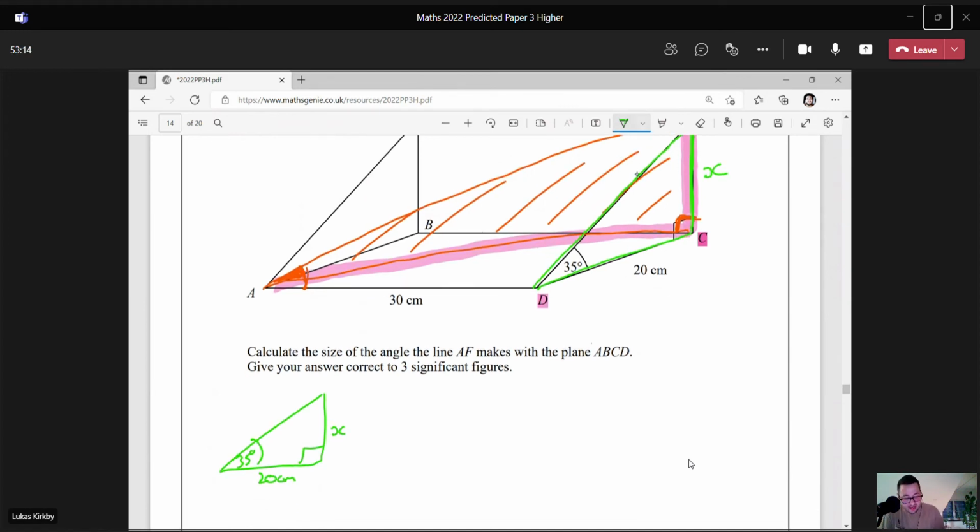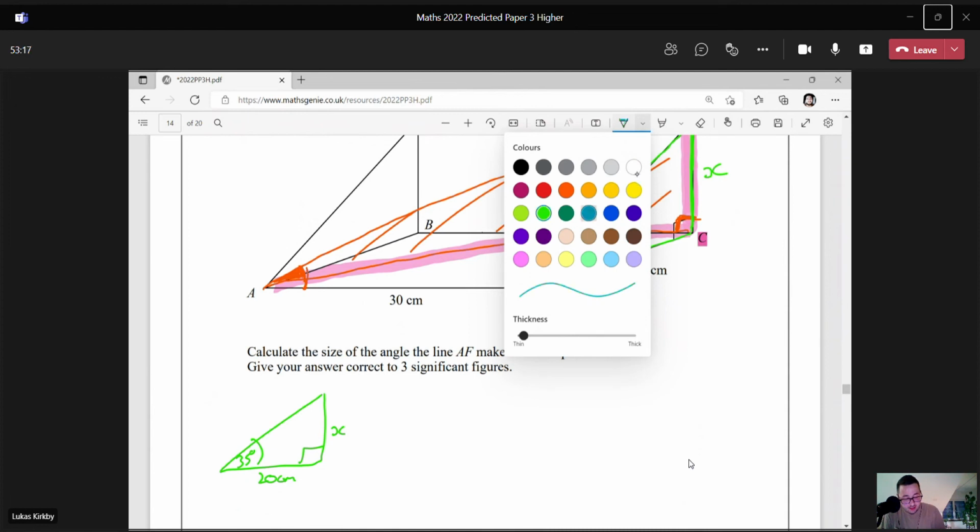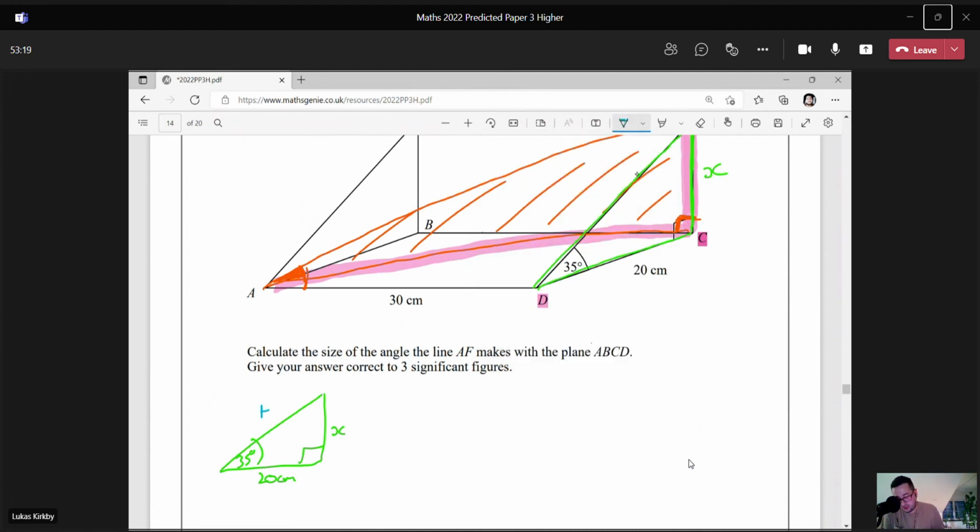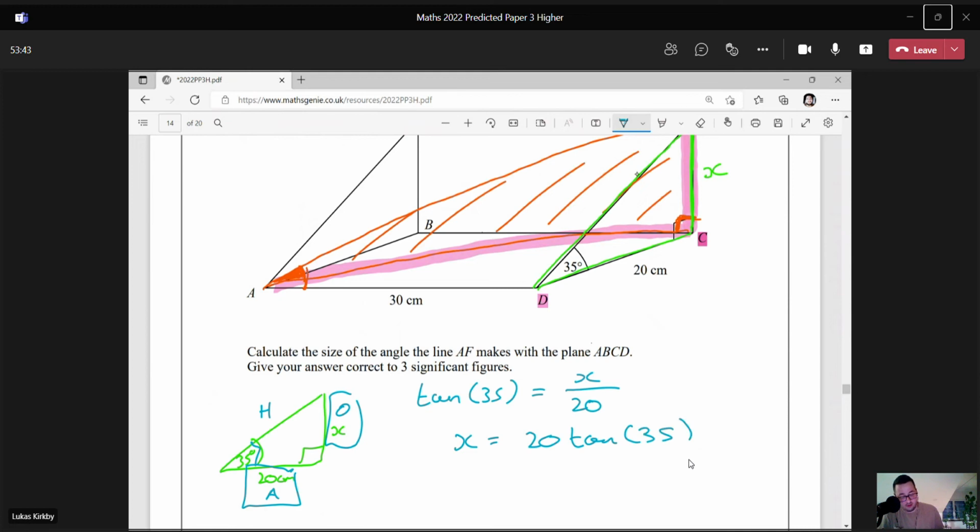So let's just label our sides. So this is the hypotenuse. If that's the angle, then this is the adjacent and this is the opposite. Now I know the adjacent and I want to know the opposite. That's O and A, so I want to use TOA. So that's going to be tan of 35 is opposite over adjacent. Rearranging that, I'm going to have x is 20 times tan of 35.